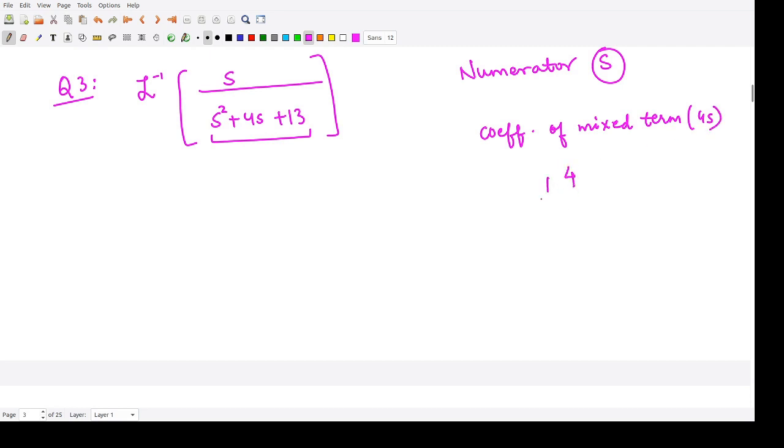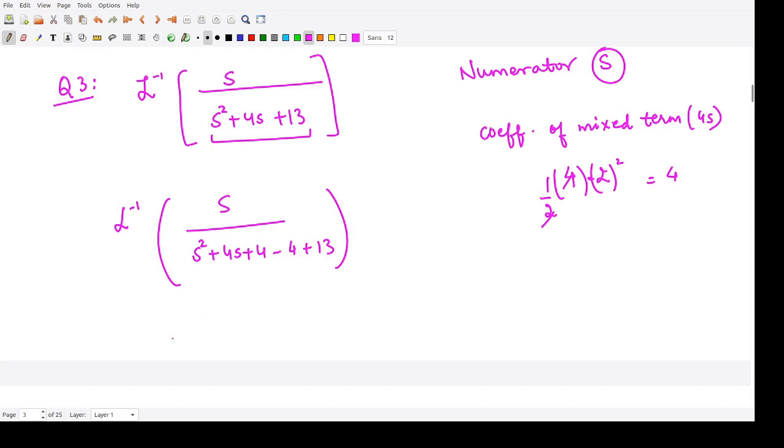So its coefficient is 4. Then you divide this coefficient by 2, so it would be 2. Then you square this coefficient, so it would be 4. So what you do here is you add this 4 and you subtract this 4. So what would this become? Laplace inverse of s divided by, according to this term, the square of s plus 2 whole square, and then according to this it would be plus 3 square.